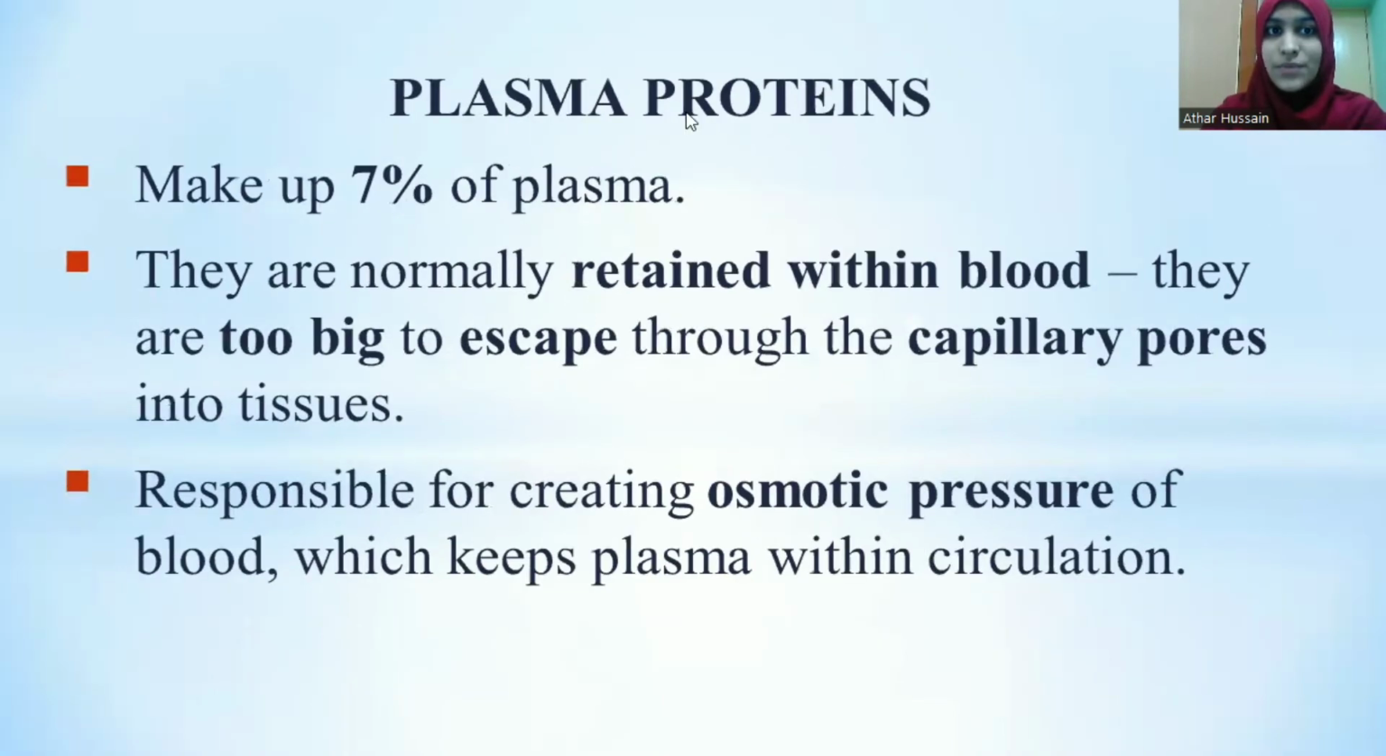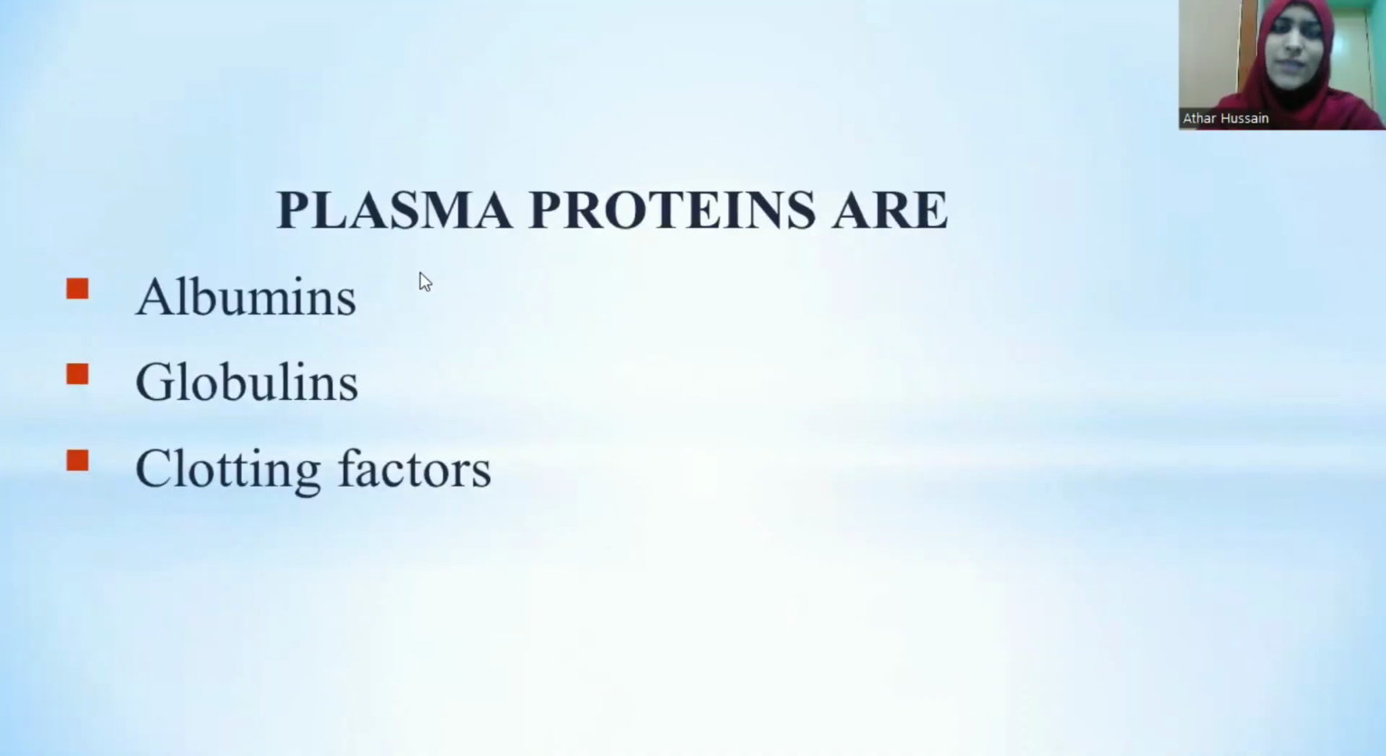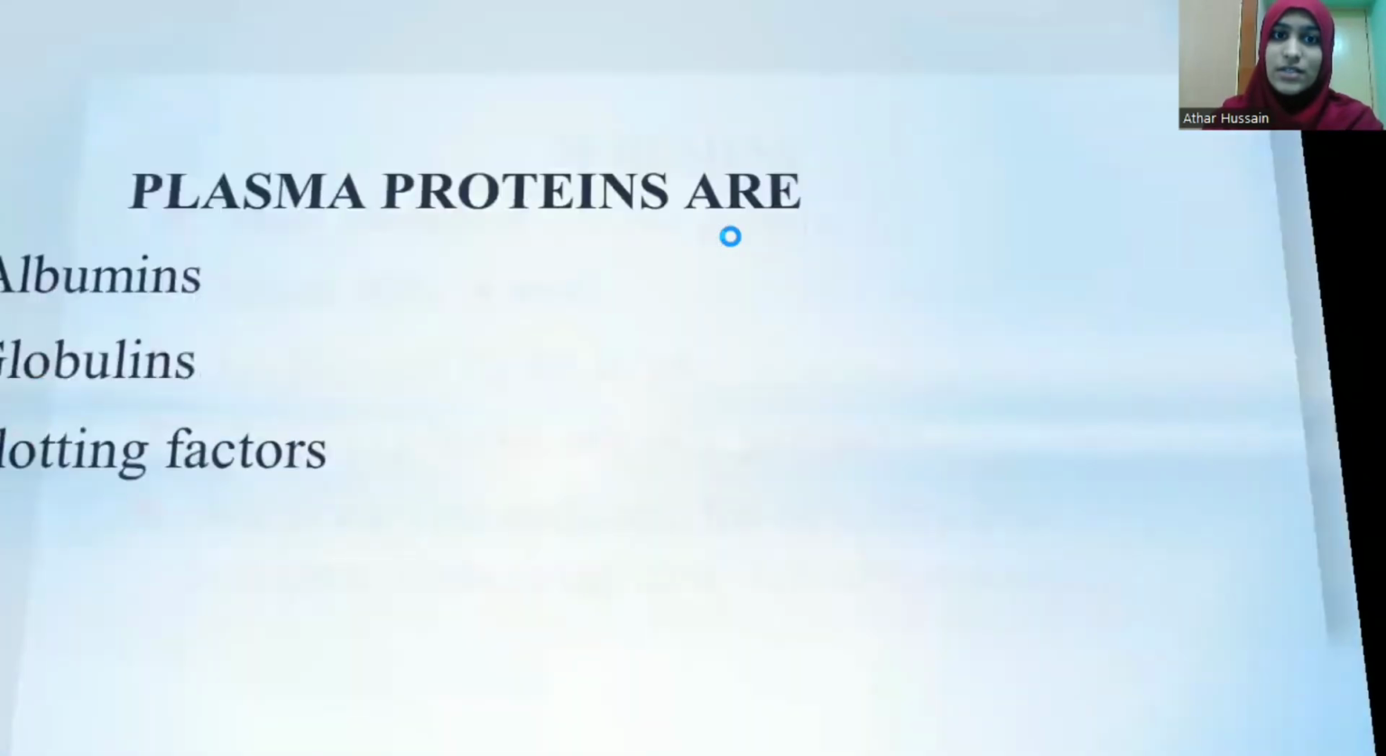Plasma proteins. They make up 7% of a plasma. They are normally retained within the blood. How? They are too big in size. That's why they are retained, so that they cannot escape through the capillary pores into the tissues. They are responsible for creating osmotic pressure. This also you must remember, osmotic pressure of blood, which keeps plasma within circulation. What are the plasma proteins? They are albumins, globulins, and clotting factors.